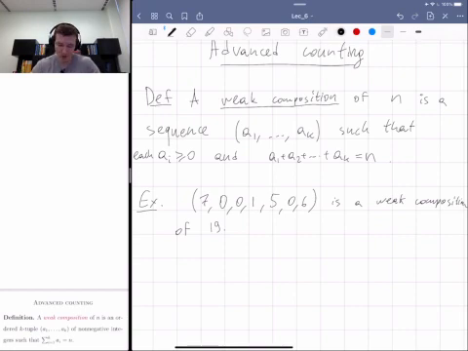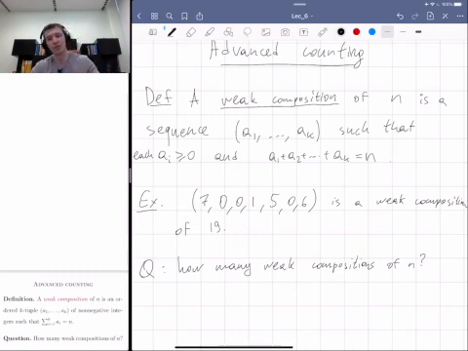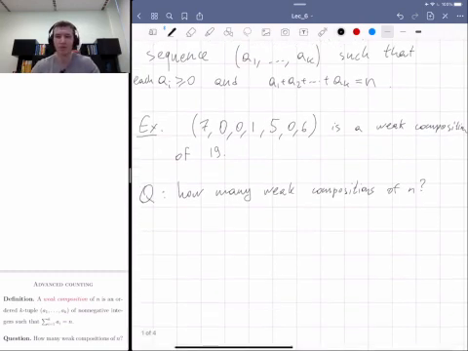And so the question is, how do you count them? The question that I'm going to ask is, how many weak compositions of n are there? For some of the objects we're going to consider, there is going to be a simple formula. For some of them, the formula is going to be slightly complicated. But in this case, the formula is very simple. So if anybody has any idea, you can let me know.